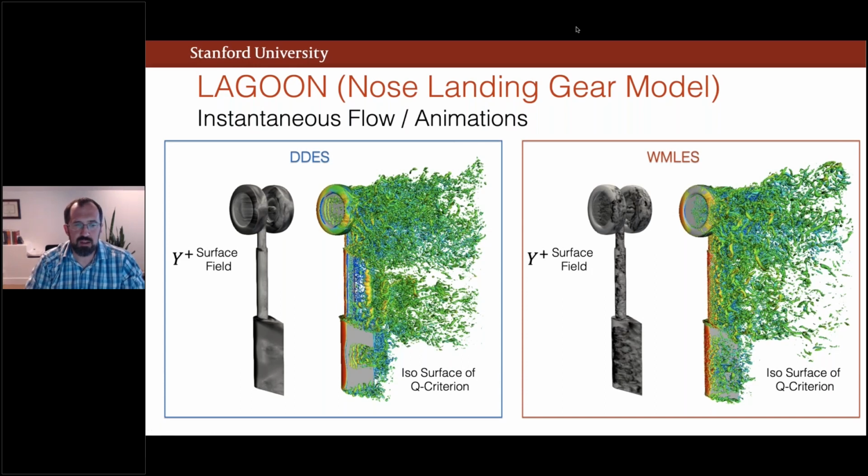You can see in this slide some of the results, the DDES on the left and the wall model LES on the right. You can see the vortex shedding by both methods, as well as the y+ surface field, which serves as a proxy for the instantaneous wall shear stress. Obviously, the wall modeled LES shows the resolution of turbulent eddies in the boundary layer, whereas the DDES has more of a RANS-like boundary layer behavior.